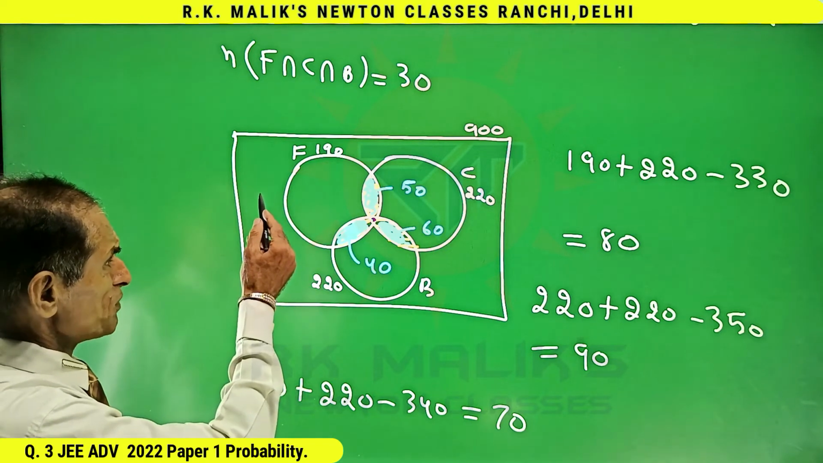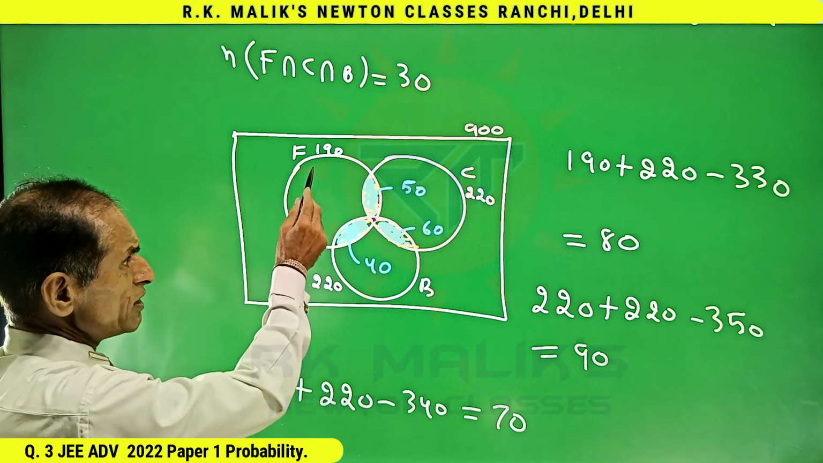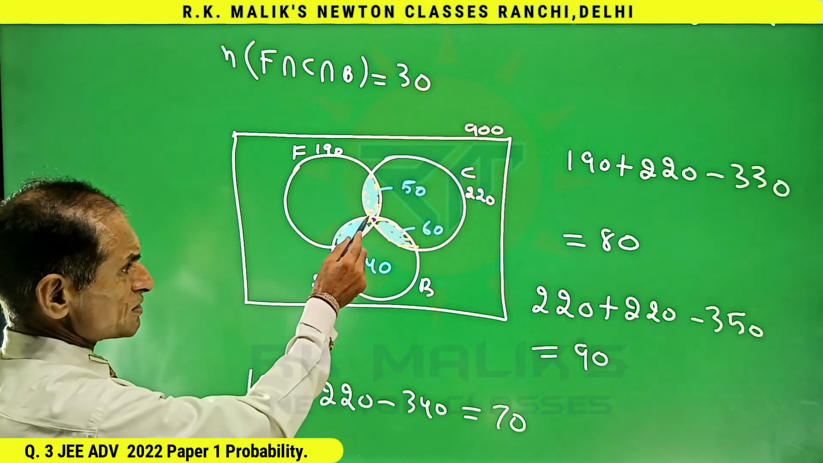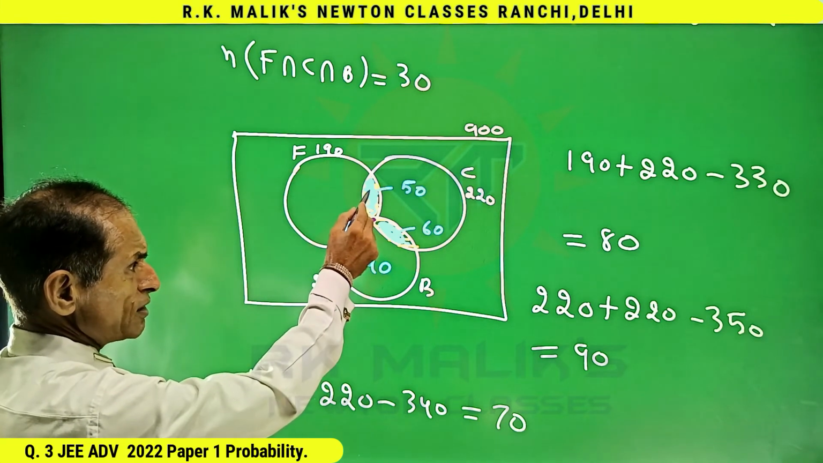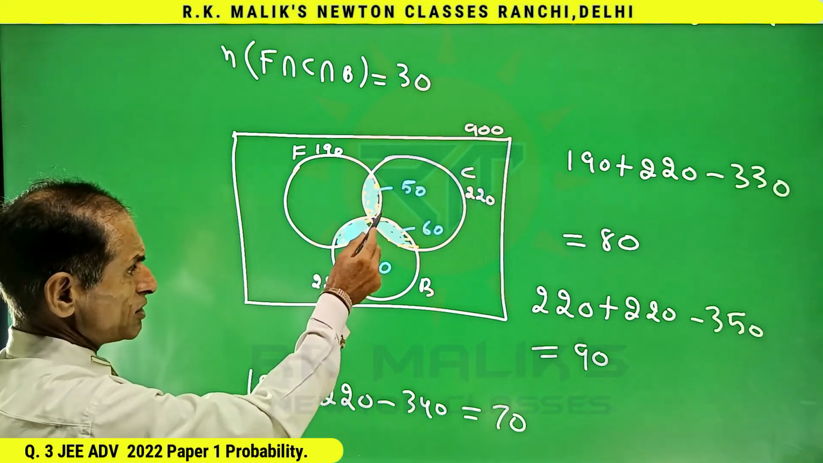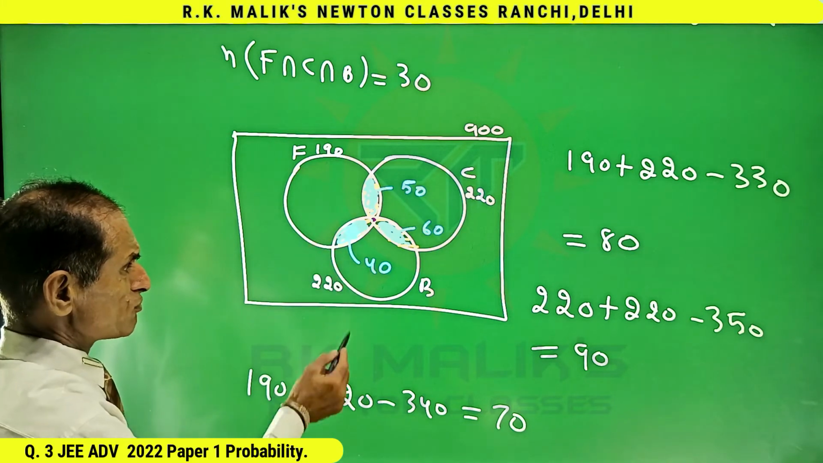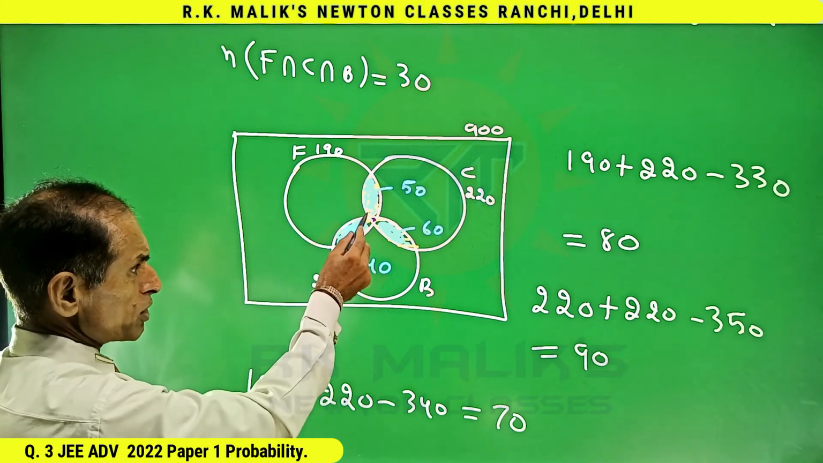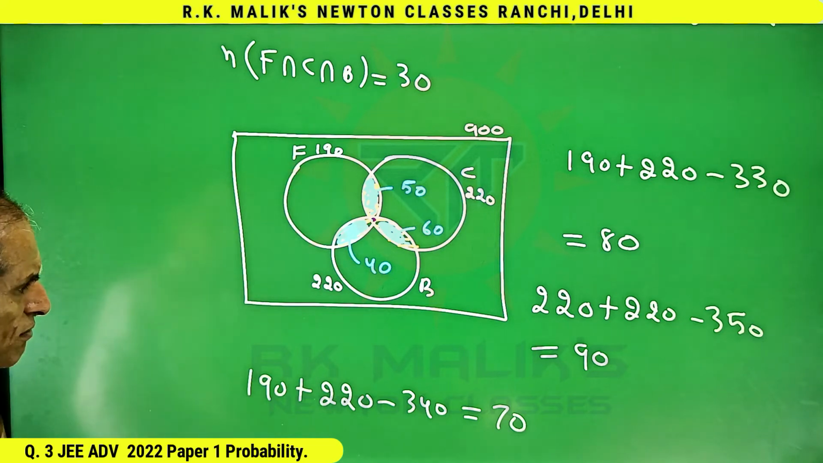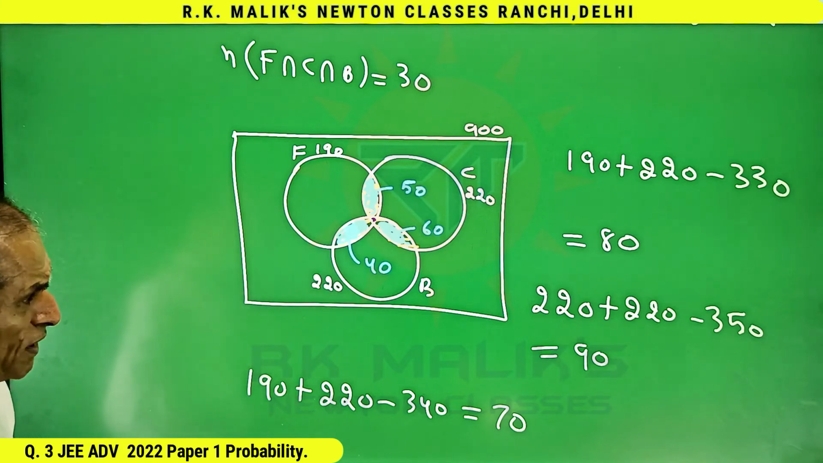If it is required to find the number of persons having only the symptom of fever, it will be 190 minus 50 minus 40 minus 30, because 50 is lying in the common portion of F and C only, 40 in the common portion of F and B only, and 30 is the common portion of all the three. Similarly, we can calculate only C and only B also.